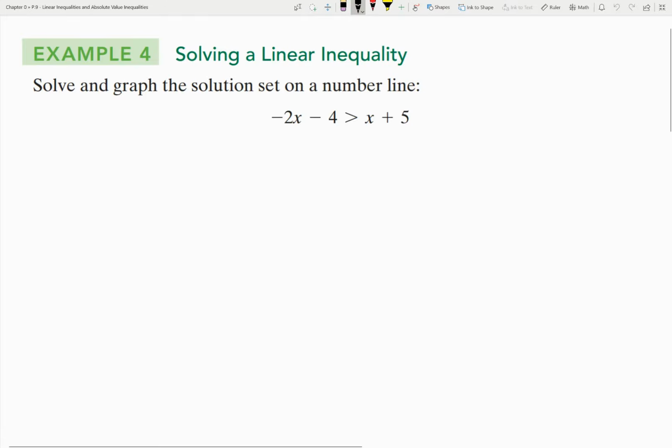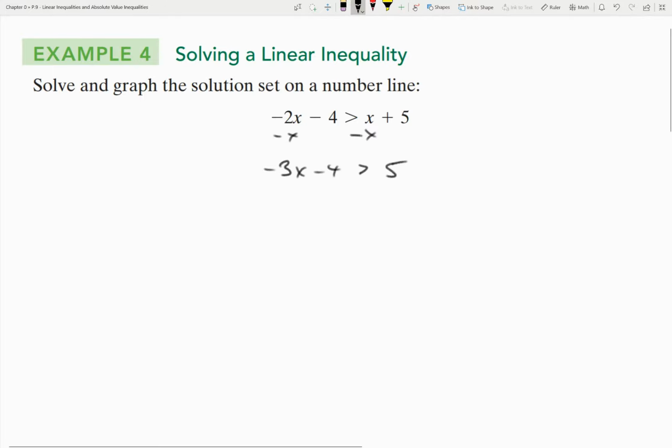Typically, you want to collect the variables on the left. It makes it easier to graph the inequality, but you might not like to do that because maybe you want to keep the variable positive. So if you add 2x to both sides, we're never going to have to divide by a negative number, but at the end you're going to have to flip the inequality again to put the variable on the left to make it easier to graph. I usually just like to collect them all on the left.